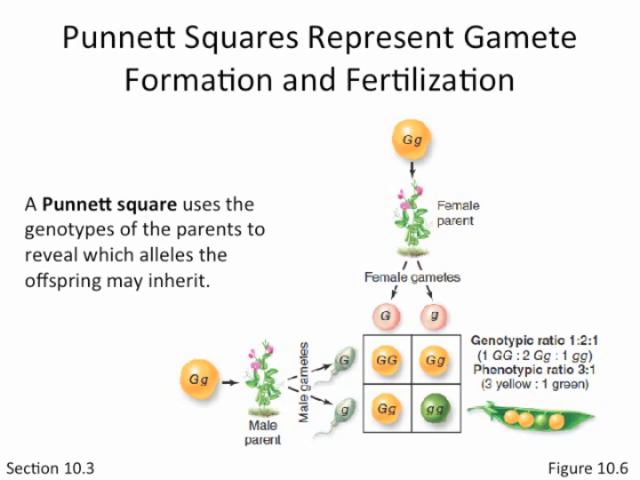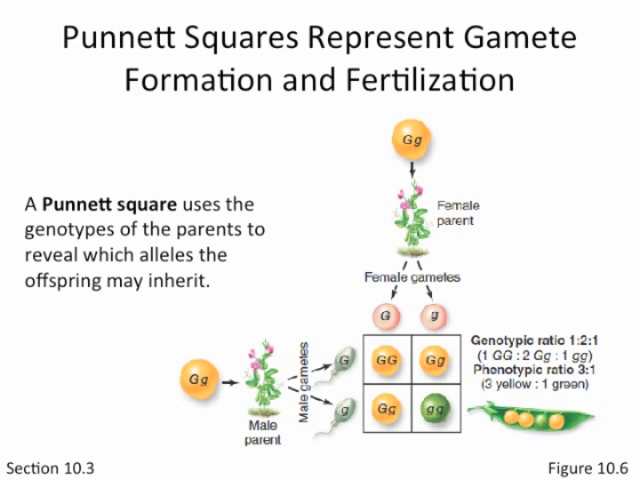All right. In order to determine what's going on and to really have a good understanding of how genes pass from parent to offspring and how what the parent looks like can affect what the child looks like, we're going to use something called a Punnett square. A Punnett square uses the genotype of the parents to reveal which alleles the offspring may inherit. So, here are two parents that are heterozygous. So they have one big G and one little g. So their phenotype, because we know yellow is dominant to green, is going to be yellow.